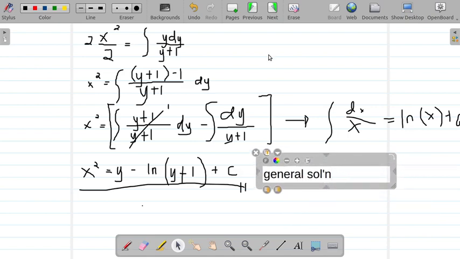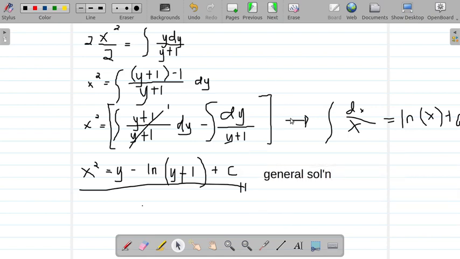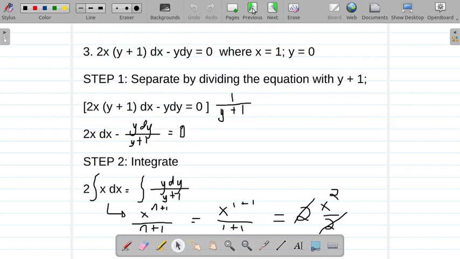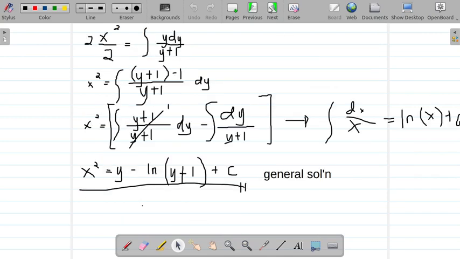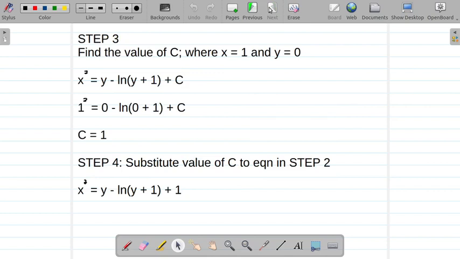But remember, in our given, there is a value for x and y. So, x is equal to 1, y is equal to 0. So, in this case, we just substitute. We are now at step 3. Since we have integrated it, find the value of c where x is equal to 1 and y is equal to 0. So, in this equation, x squared is equal to y minus ln of y plus 1 plus c.